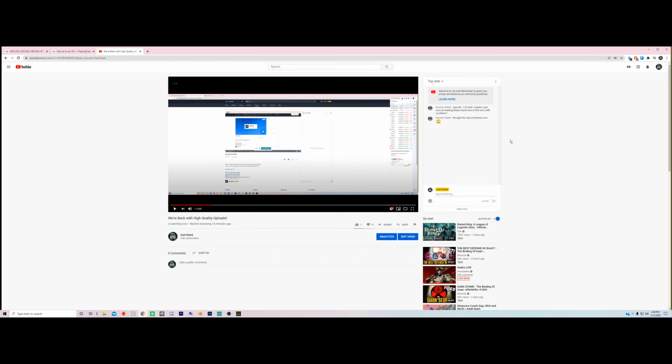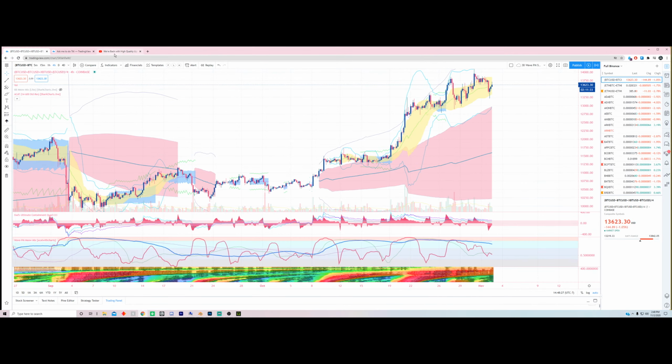I thought BLX was a Binance coin. Oh, it's an index for the long-term history of Bitcoin.